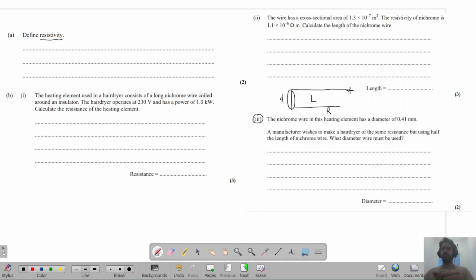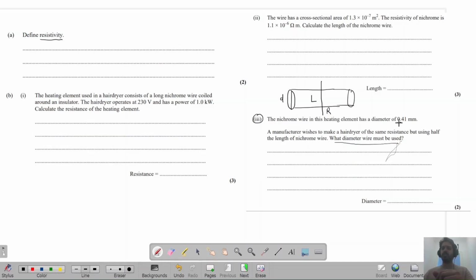So initially we were using some length of the wire L, but now we want to make a hair dryer using only half of this length, but at the same time we want resistance of the wire to remain constant. So the question is, what diameter wire must be used? Of course, if we are changing the length, and at the same time if we want to keep the resistance constant, the diameter has to change, right?